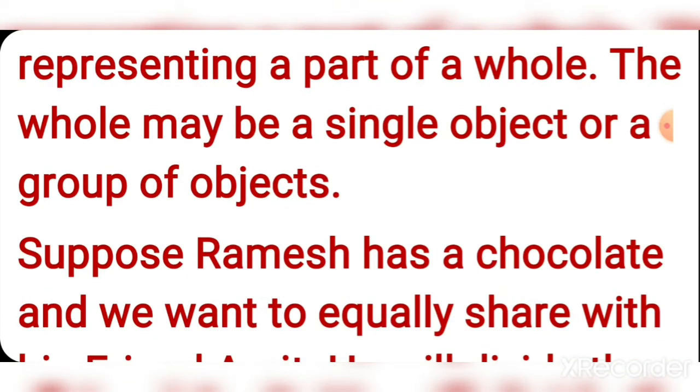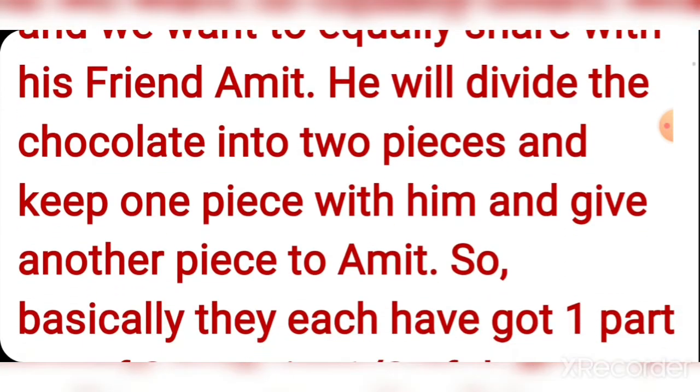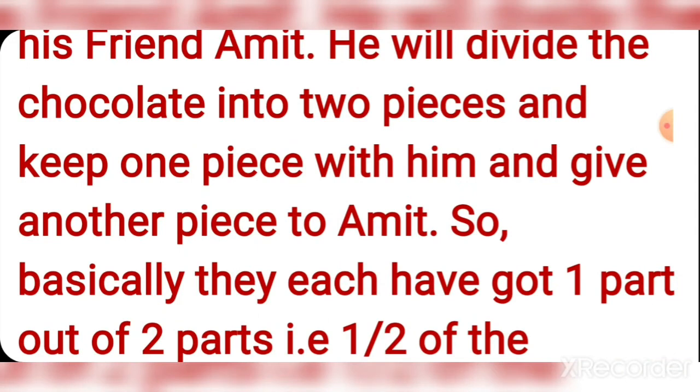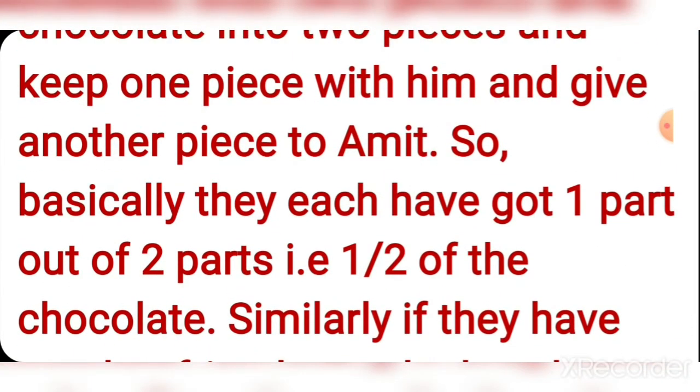Suppose Ramesh has a chocolate and we want to equally share it with his friend Amit. He will divide the chocolate into two pieces. He will make two parts of one chocolate and keep one piece with him and give another piece to Amit. So basically they each have got one part out of two parts. That means half of the chocolate. Look, let me show you.